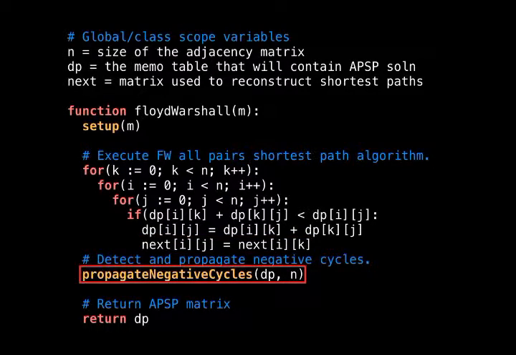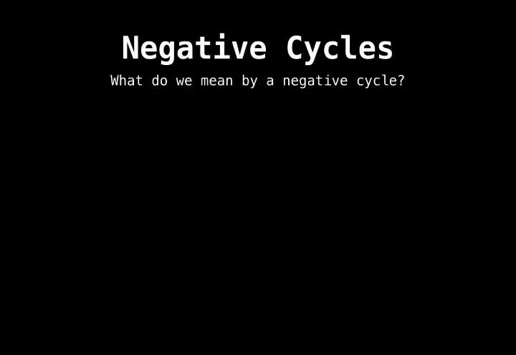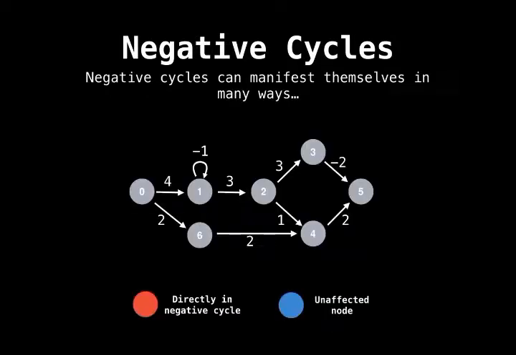The last thing I want to do is to detect and propagate negative cycles. This is an optional step if you know that negative cycles will not manifest themselves within your graph, although I still recommend you keep this function around. But before we get too far, I want to discuss negative cycles and what they entail, because it isn't entirely obvious. So consider the following graph.